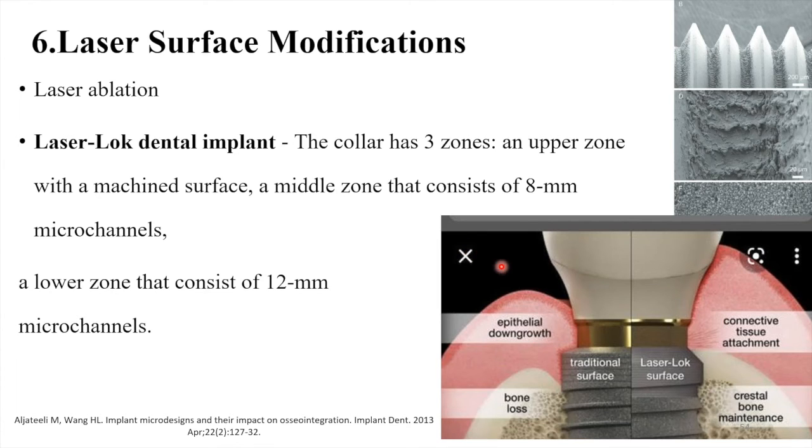Such as in Laser-Lok implants, there are three zones. The upper zone is with a machined surface, and the middle zone consists of 8 micrometer microchannels, and the lower zone consists of 12 micrometer microchannels. Now, these microchannels were engineered to establish a supracrestal connective tissue attachment to the implant that might prevent apical migration of the junctional epithelium.